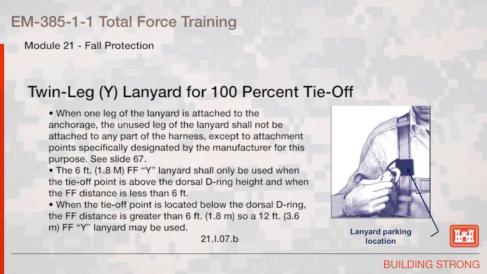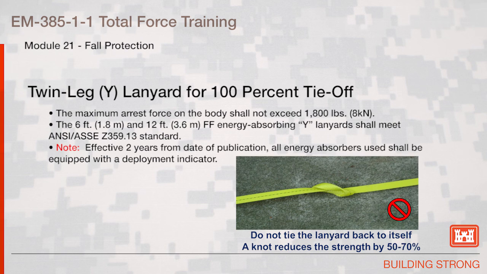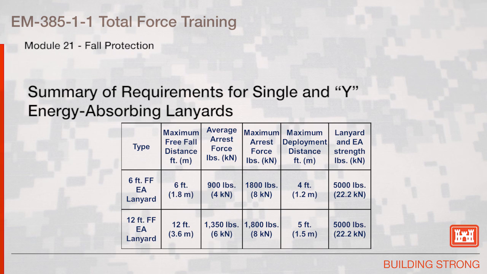The picture indicates a manufacturer's installed lanyard parking ring. The maximum arrest force on the body shall not exceed 1,800 pounds. The 6-foot and 12-foot free-fall energy-absorbing Y lanyards shall meet ANSI ASSE Z359.13 standards. Note, effective 2 years from the date of publication, all energy absorbers used shall be equipped with a deployment indicator. Do not tie the lanyard back to itself. A knot reduces the strength by 50 to 75%.